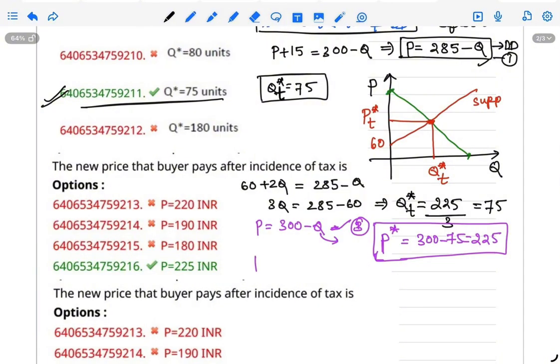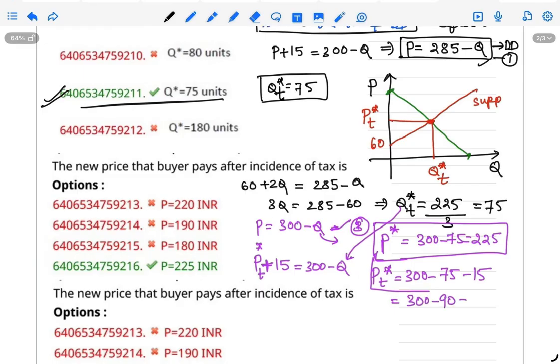After the incidence of the tax, the price PT star plus the tax of 15 rupees equals 300 minus Q. If you put QT star equal to 75 in this equation, PT star equals 300 minus 75 minus 15, that is 300 minus 90, which is 210. PT star equals 210 with tax.